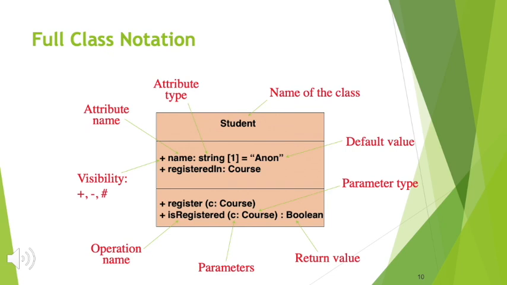As you can see here, this is the full class notation for the class named Student, and it shows the attribute name, the visibility, and also the default value. And in the operations section, it also shows the operation name, the parameters, and the return value. So this is an example of how you sketch the class diagram for one class, the Student class.